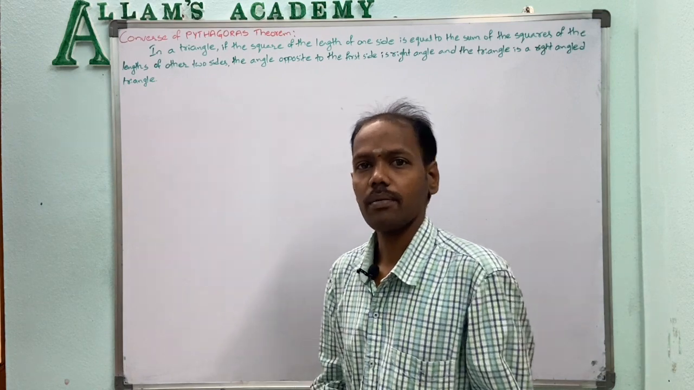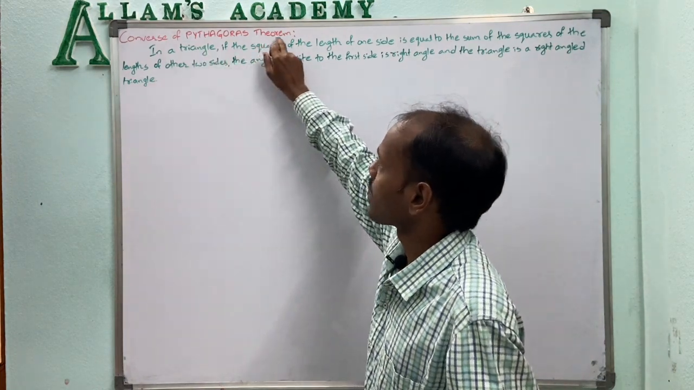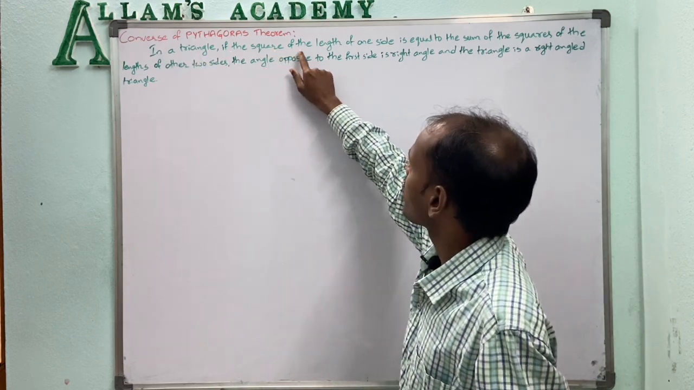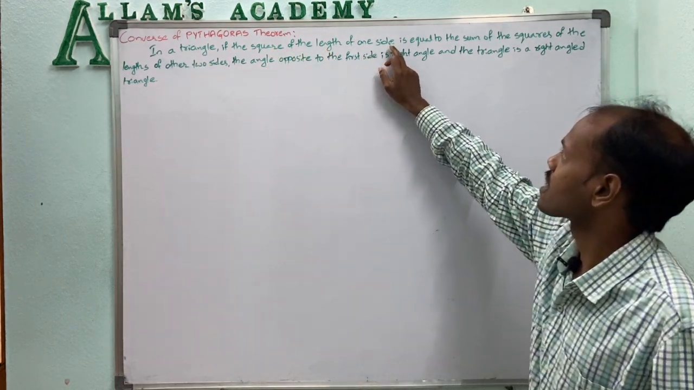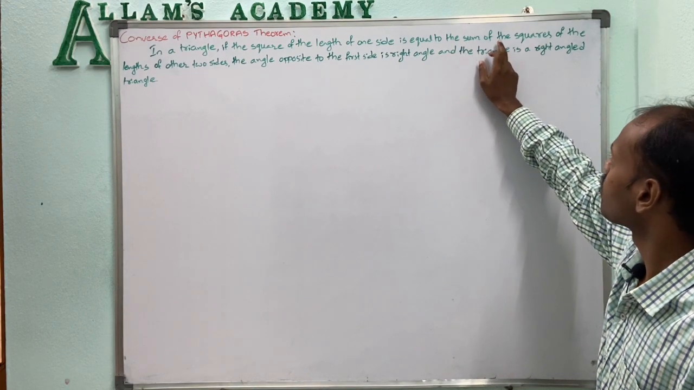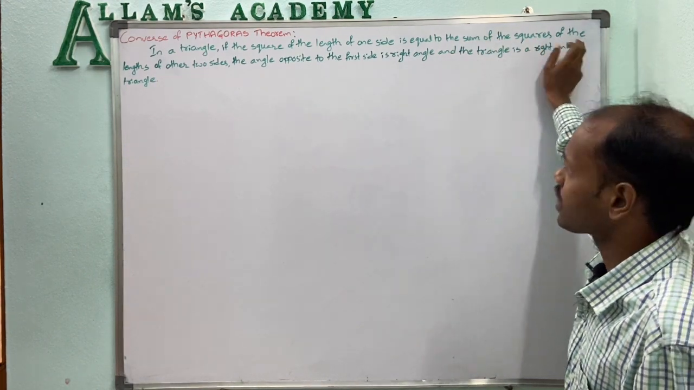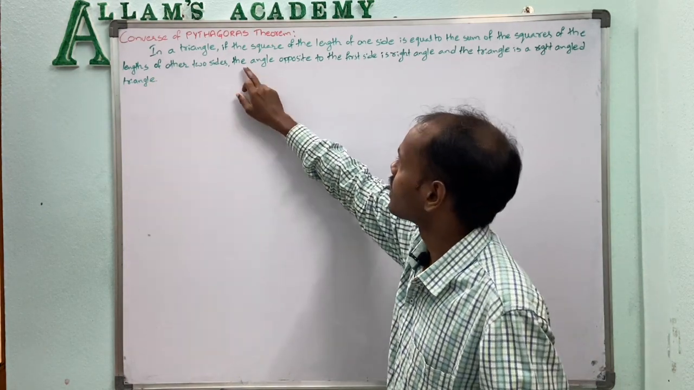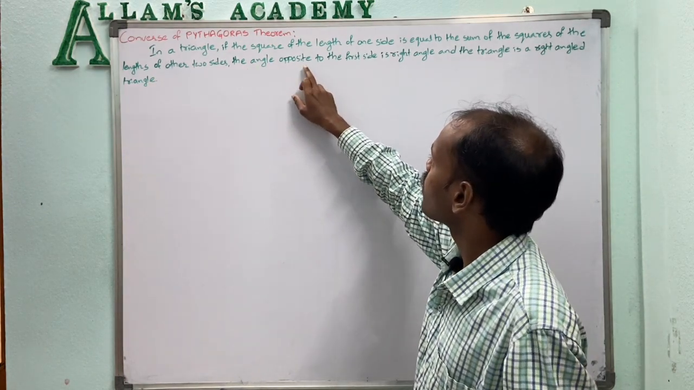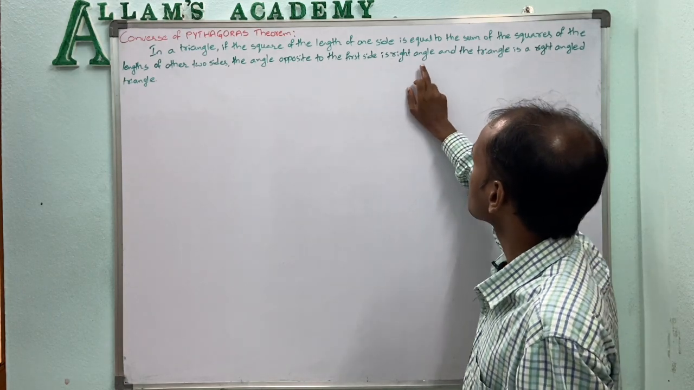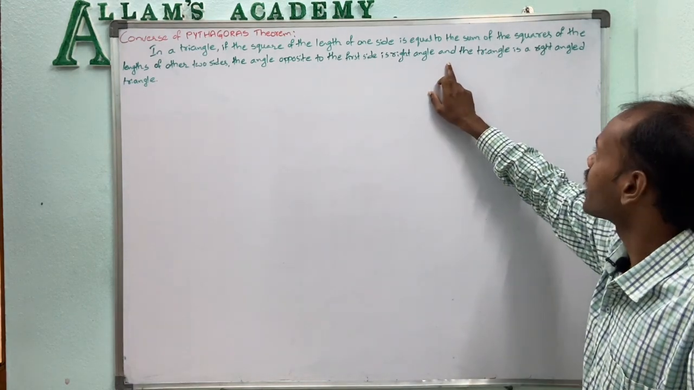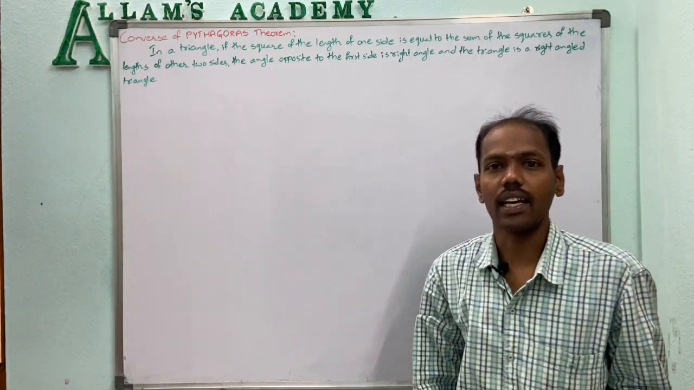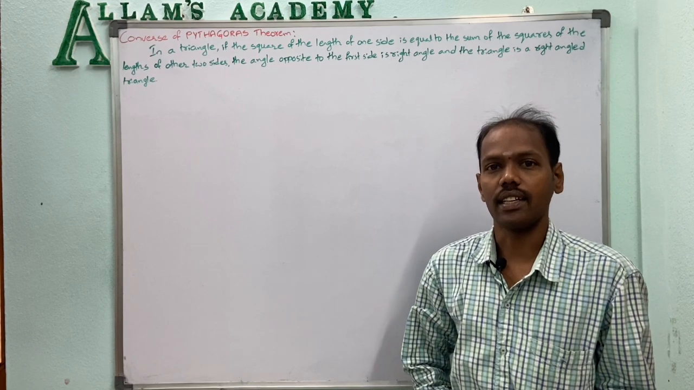Now we see the converse of Pythagoras theorem. In a triangle, if the square of the length of one side is equal to the sum of the squares of the lengths of the other two sides, the angle opposite to the first side is a right angle and the triangle is a right angled triangle.